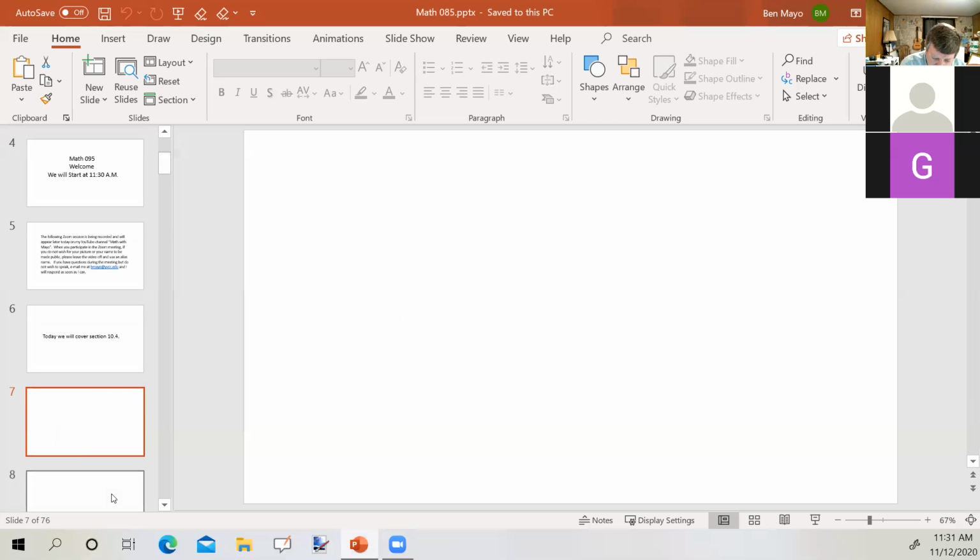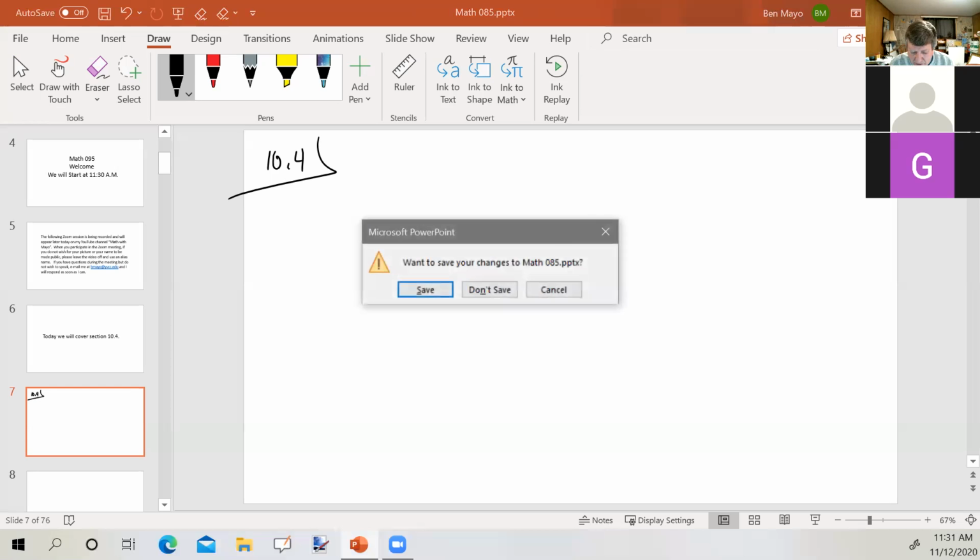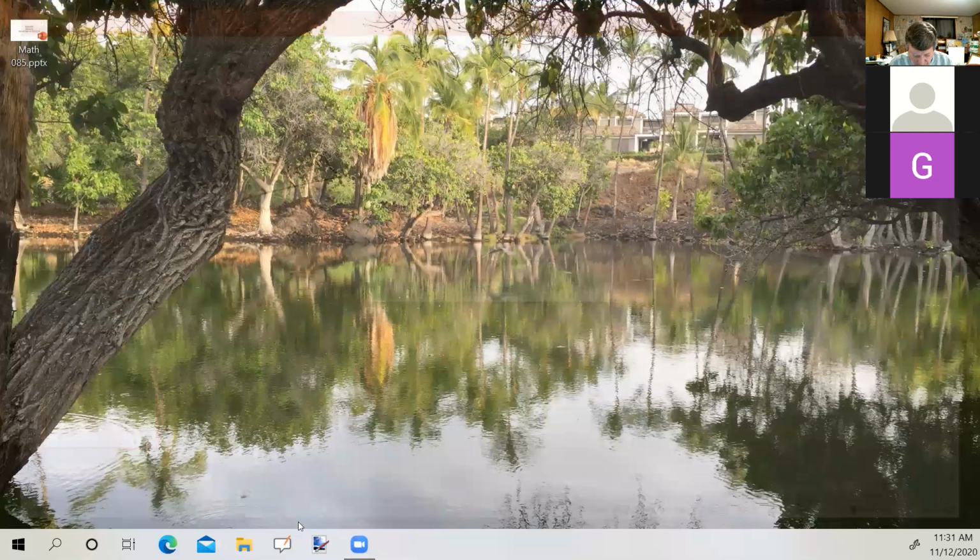All righty. Then we'll go on to section 10.4, which is graphing. So what I want to do now, actually, I'm going to switch to a different screen.